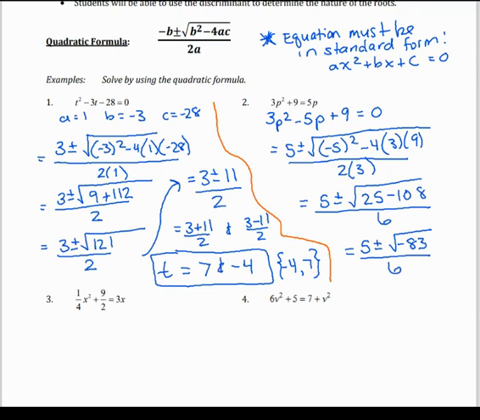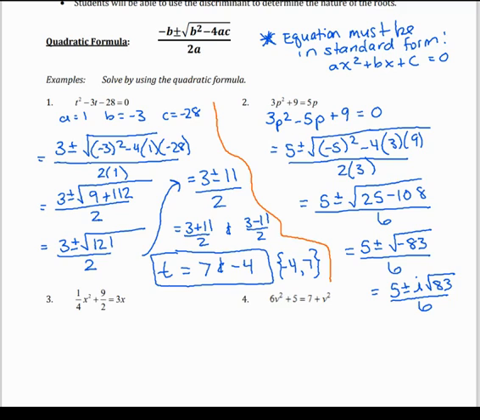Now, normally we would say, well, we can't have a negative under the root, and that would be no real solution. However, recall, now we've learned about imaginary numbers. So I look to break up the square root of -83. There are not any perfect squares that go into 83. However, because of the negative inside, we can pull out an i. So I now have 5 plus or minus i root 83 all over 6.